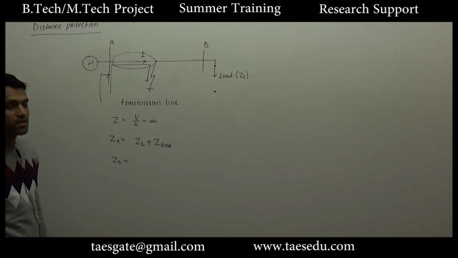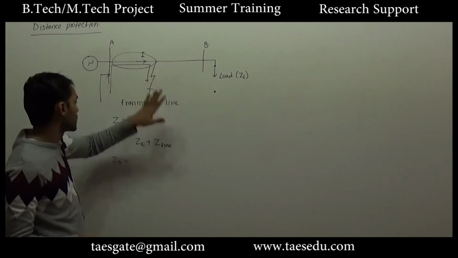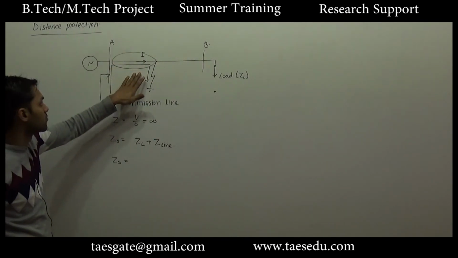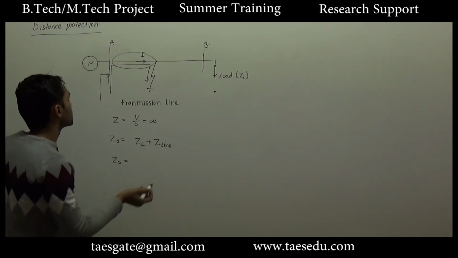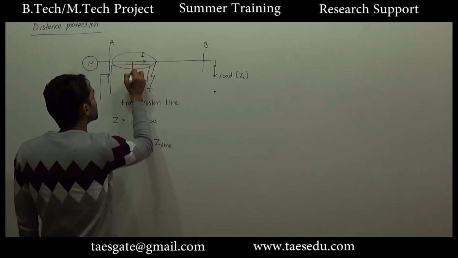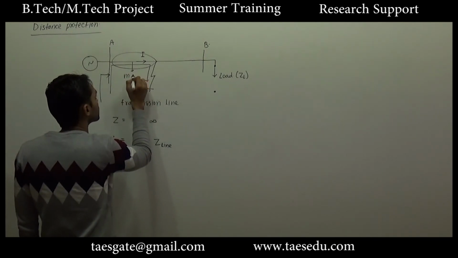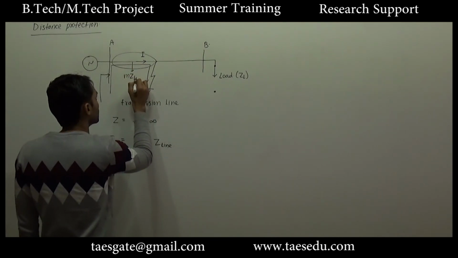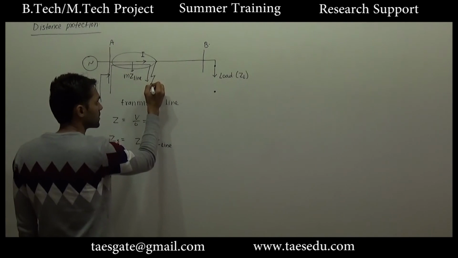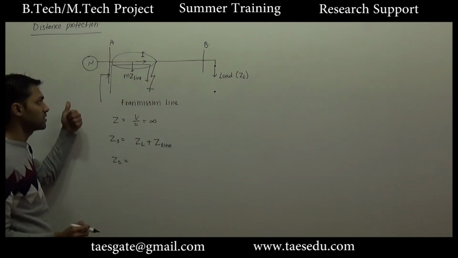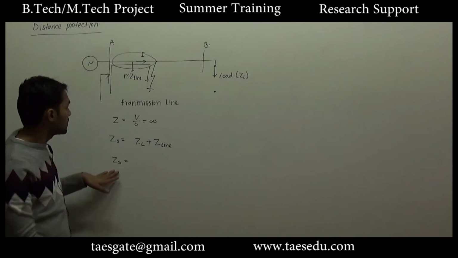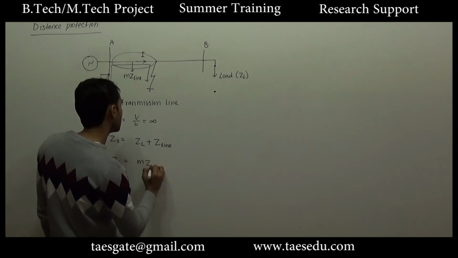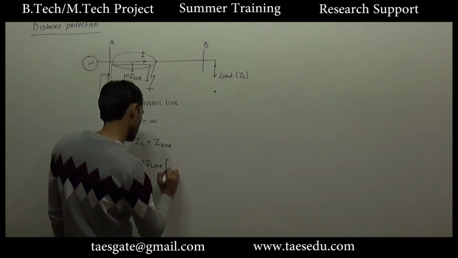Since impedance is symmetrically distributed in the transmission line, whatever impedance is contributed by this part of the line will be directly proportional to the length of this line. So let's say this length is m fraction of the total length of the transmission line. So this impedance will be m into Z line. And since this is short circuited, the load impedance will not be seen by the source. So the impedance seen by the source in case of fault will be m into Z line, and obviously m will be less than 1.